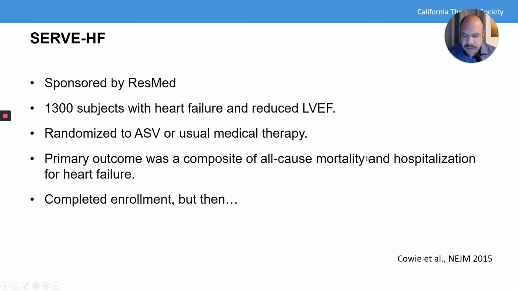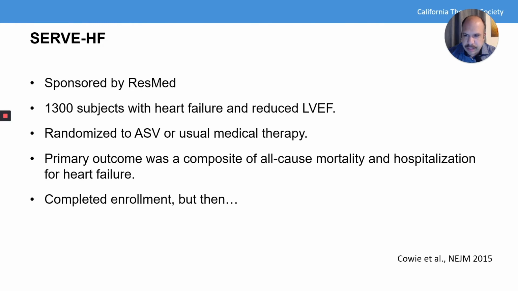But there was this larger study that was a negative study in patients with systolic heart failure and reduced LVEF. So this is a study sponsored by ResMed of about 1,300 subjects randomized to ASV or to usual medical therapy, and the primary outcome was a composite of all-cause mortality and hospitalization for heart failure.